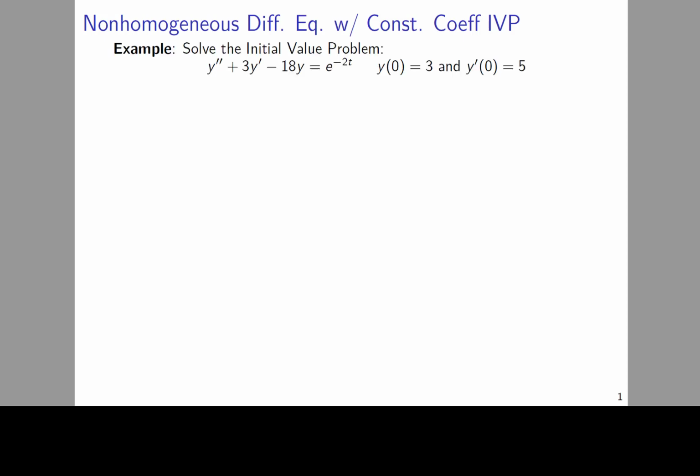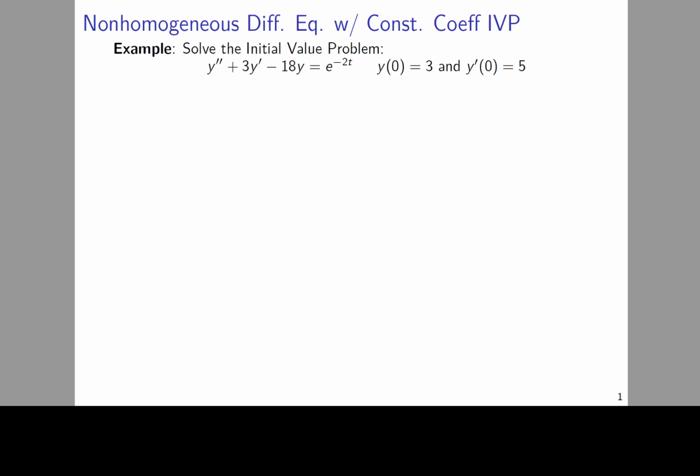In this example, we'll solve the initial value problem y'' + 3y' - 18y = e^(-2t), with y(0) = 3 and y'(0) = 5. As with other initial value problems, we'll start by finding the general solution to the differential equation.